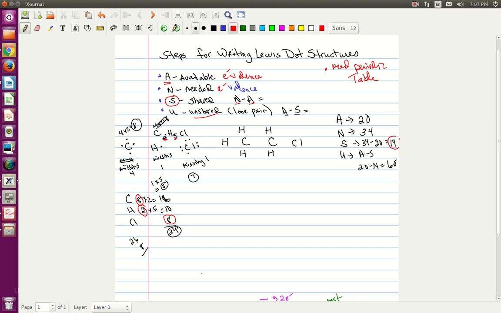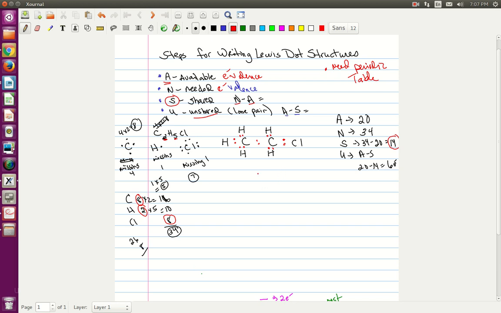Right here, 14. Okay, hydrogen has to share with carbon and can only put 2. So that's 2, 4, 6, and that makes all those hydrogens happy. 8, 10, all right, that's sharing. 12, and 14.